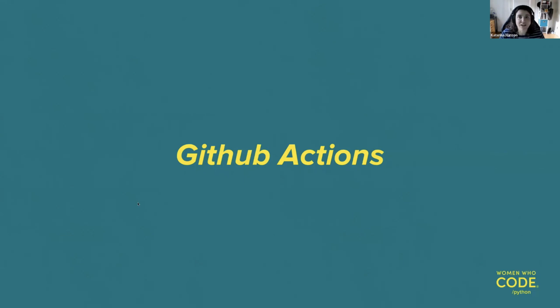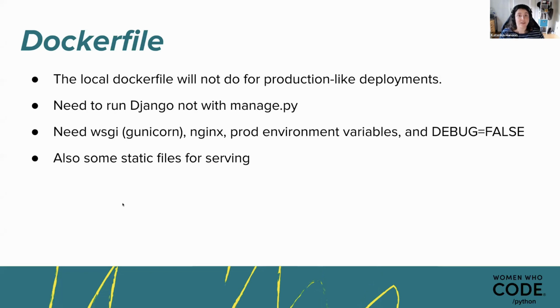All right, so for the purposes of this, I'm going to start at GitHub. GitHub has actions. We already had a Dockerfile in place. The first thing that I realized was that the Dockerfile that I had in place for my local development would not do for production deployments. I needed a whole new Dockerfile.